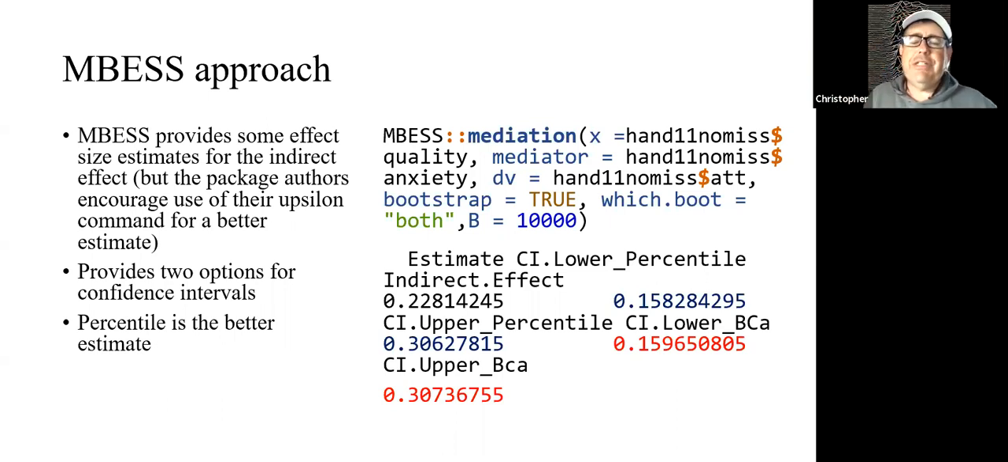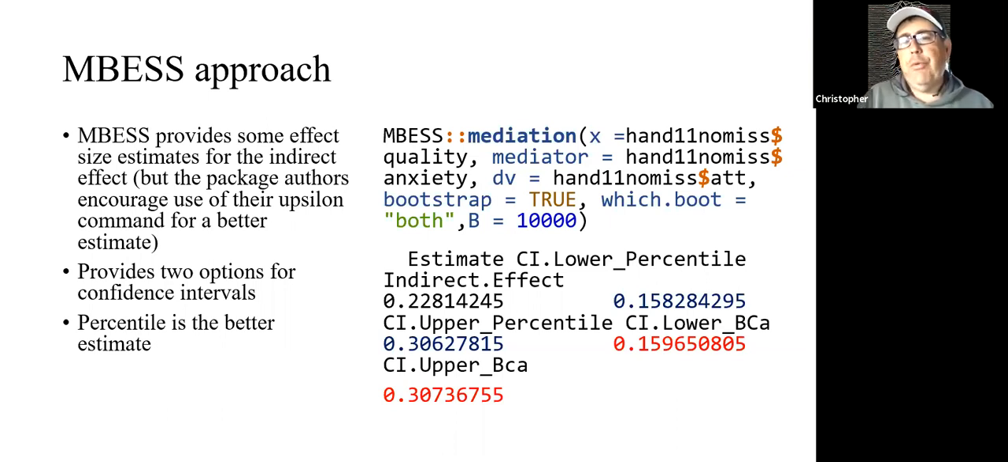The output down below, I've really limited the amount of stuff in the output here, just to keep it a little bit more manageable. It's probably a good page of stuff. It gives us an indirect effect, and then the next 2 numbers, CI lower percentile, CI upper percentile. That's the lower limit and the upper limit of our confidence interval using what's called the percentile bootstrap.